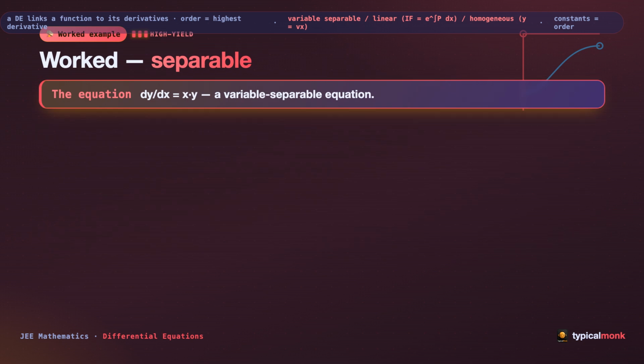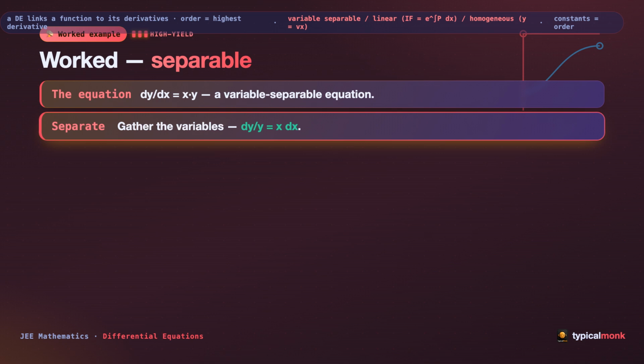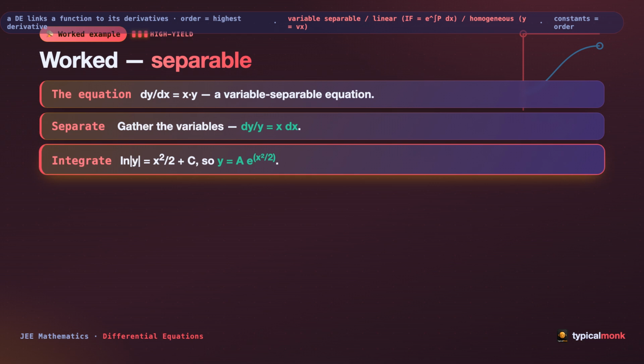Now a worked example. The equation, dy by dx equals x times y, a variable separable equation. Separate, gather the variables, dy over y equals x dx. Integrate, the natural log of the absolute value of y equals x squared over 2 plus c, so y equals a times e to the x squared over 2.